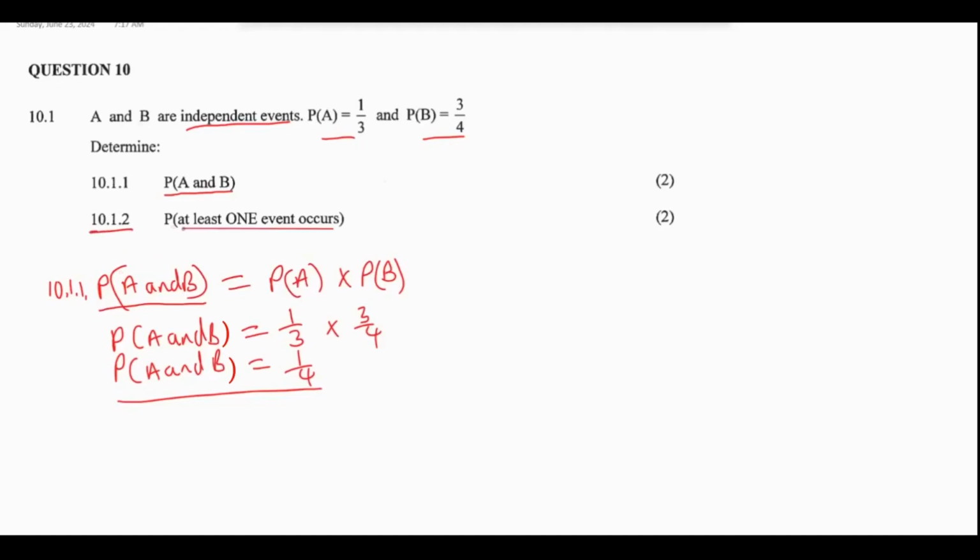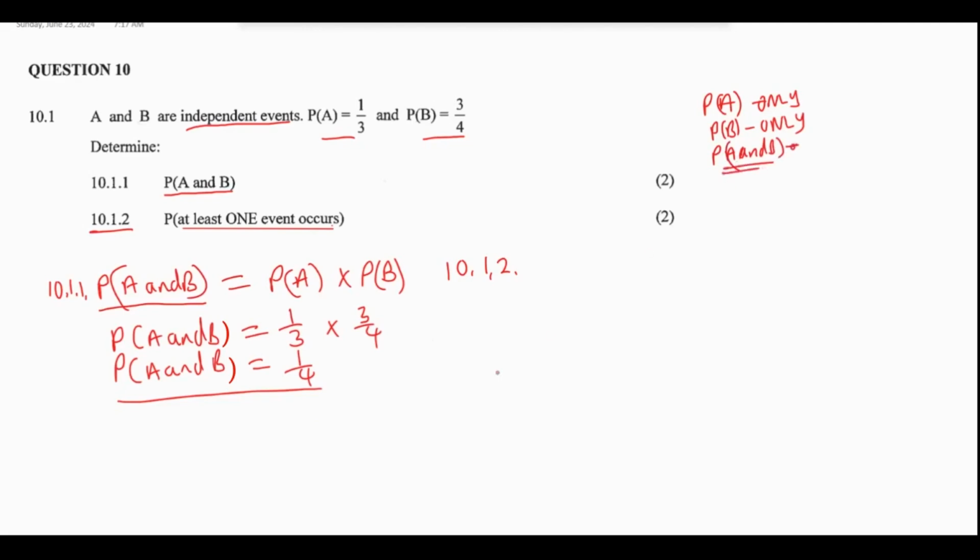10.1.2. What is the probability that at least one event occurs? So what is the meaning of this? At least one event occurs. I think if I explain this using the Venn diagram, it is going to be easier. Right, so it means we can have probability of A only, that will be one event occurring. We can have probability of B only, that will be one event occurring. At least one, it means one or more. So you can also have the probability of A and B. That will be two events occurring.